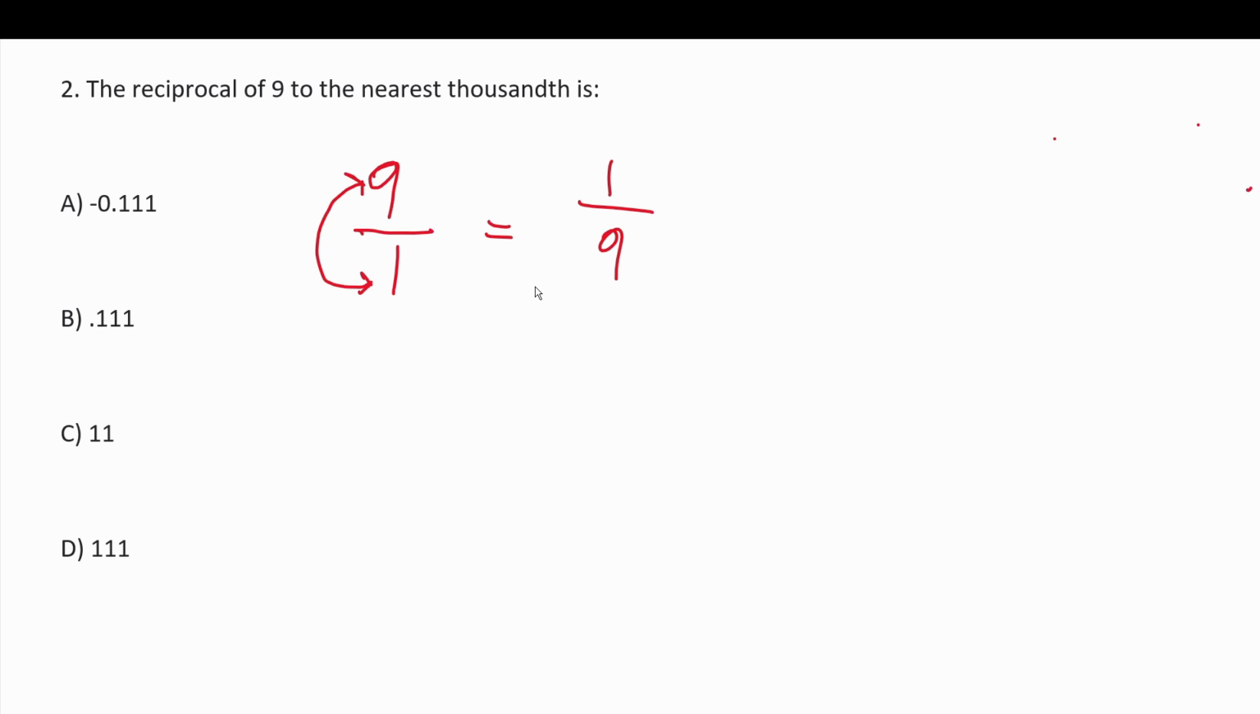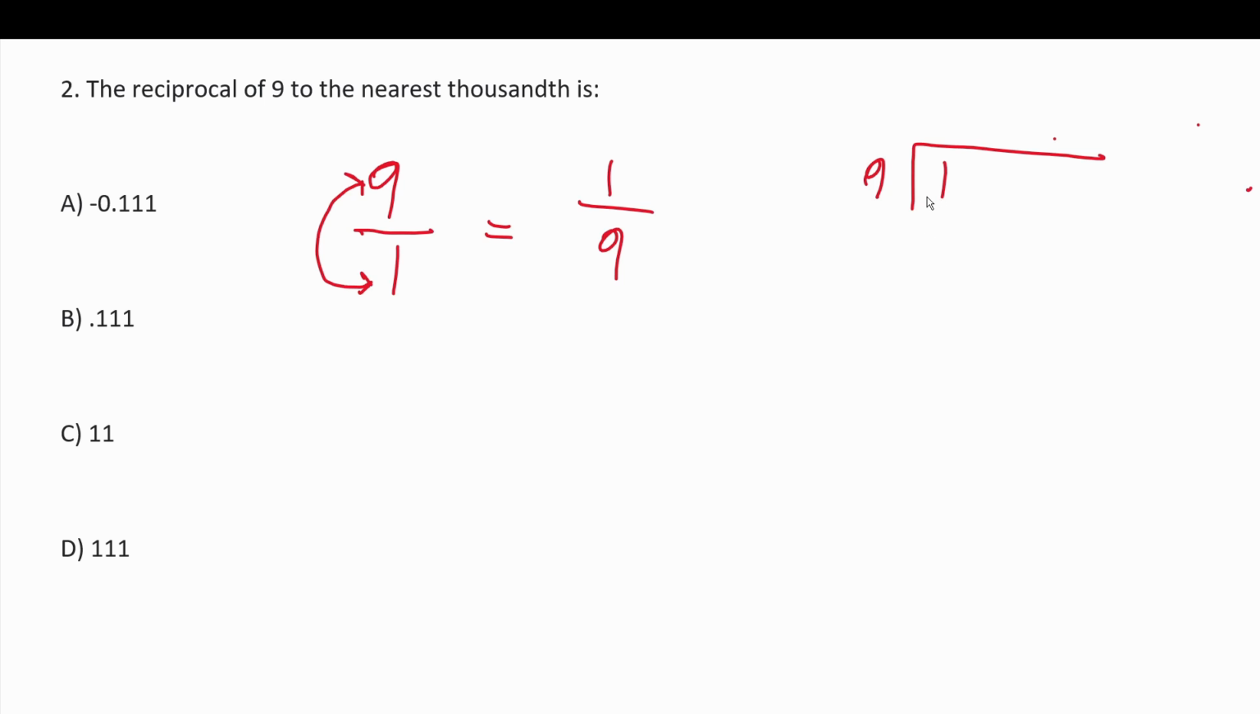Now, the tricky part about this problem is it wants you to round it to the nearest thousand. Well, you also have to know that fractions can be treated as long division. So in other words, this can be read as 1/9 as a fraction, or you can read it as 1 divided by 9, which is what we have to do in this case.